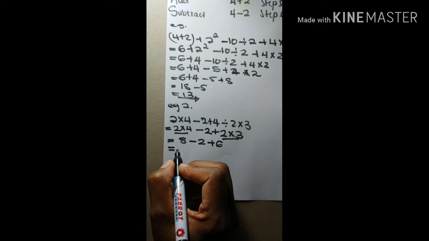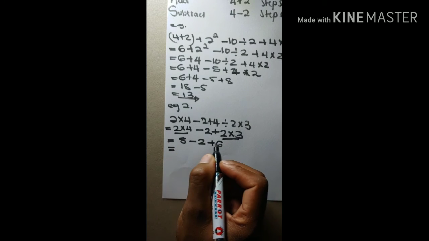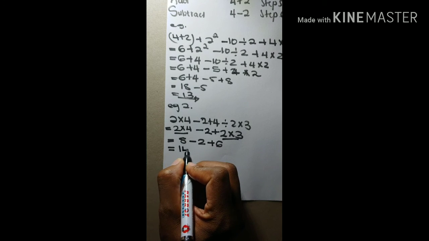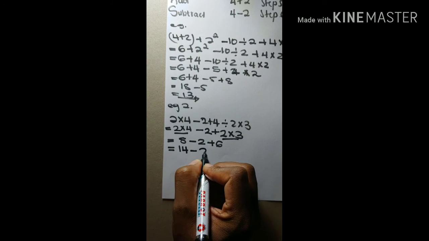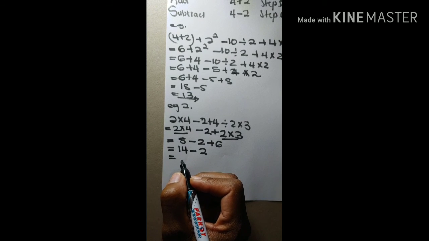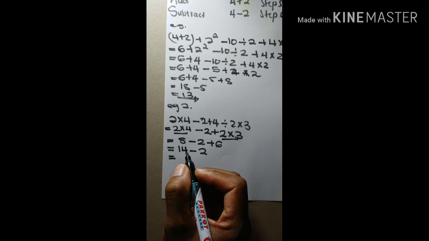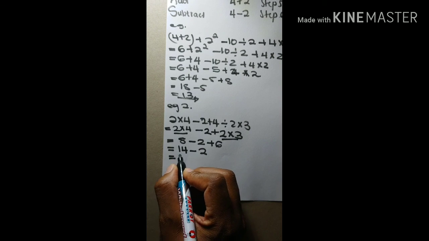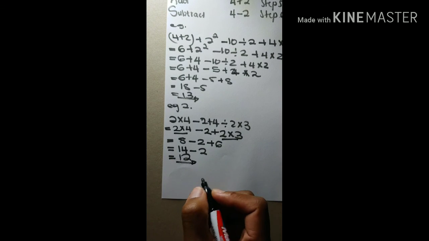Step 5 says we need to add. So 8 plus 6, that is 14 minus 2. And then our last step is that we need to subtract, which is 14 minus 2, which gives us 12.